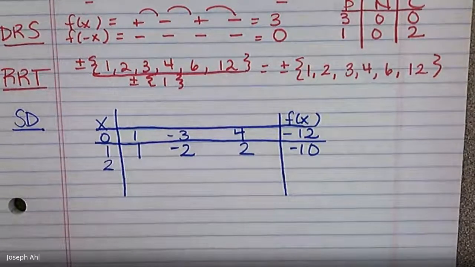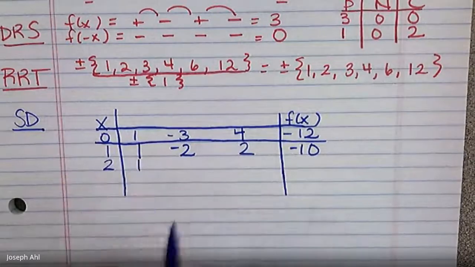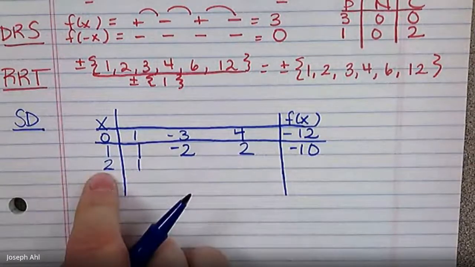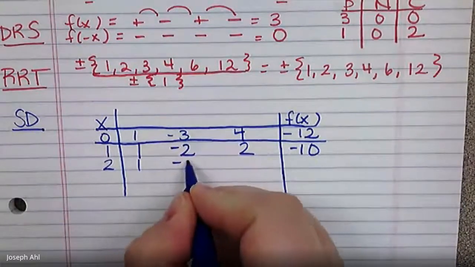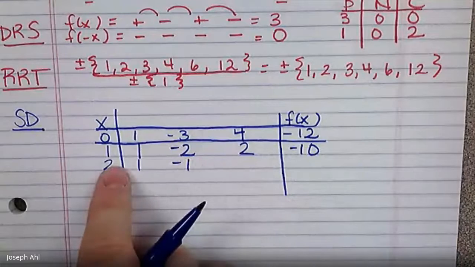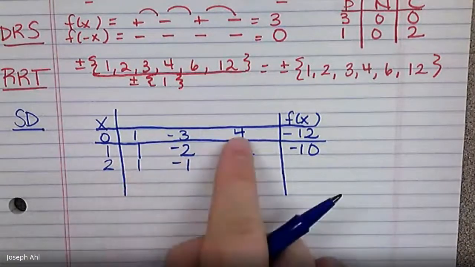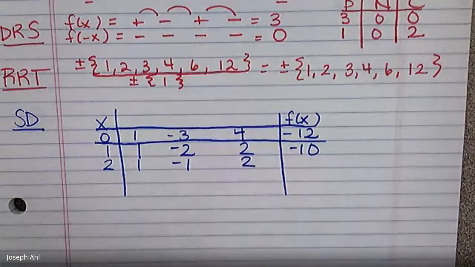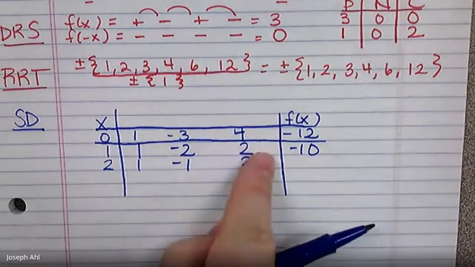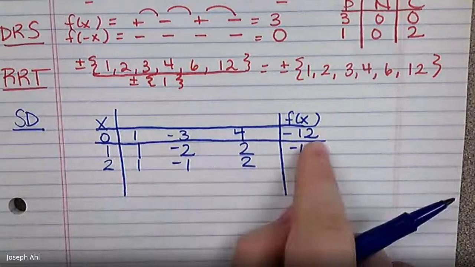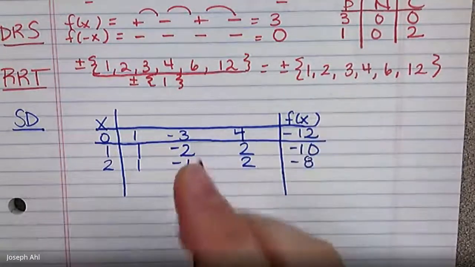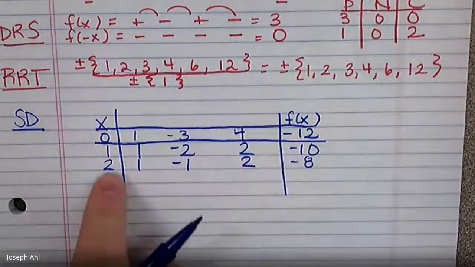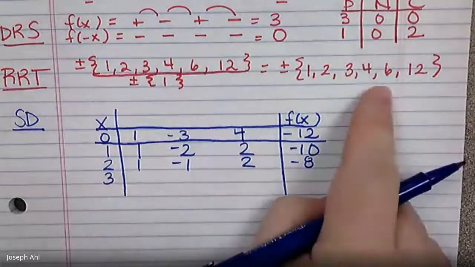All right, let's try 2. Maybe 2 will work. So I'm going to bring down the 1. 1 times 2 is 2. 2 plus -3 is -1. -1 times 2 is -2. -2 plus 4 is +2. Finally, 2 times 2 is 4, and 4 plus the -12 is -8. Not a root. Move on to the next one on the list. Hopefully you're getting the idea of what's going on in the chart though, right? So let's test 3 because that's in my list.